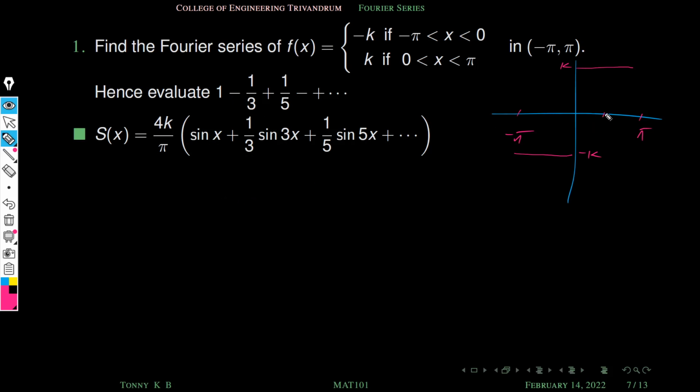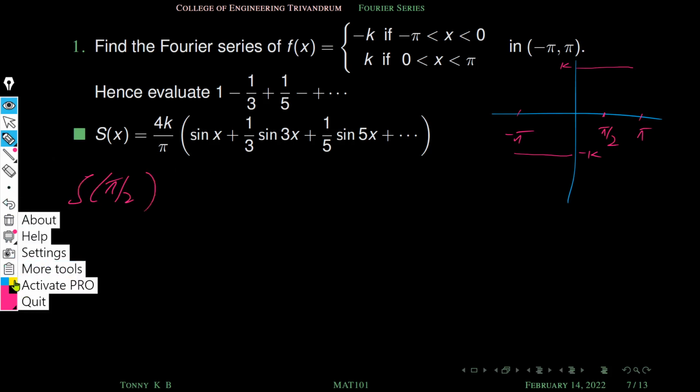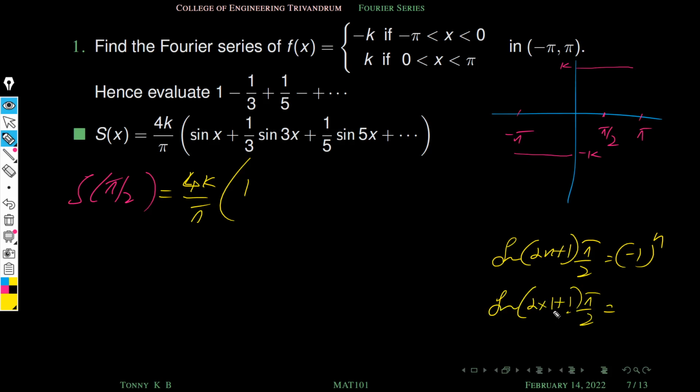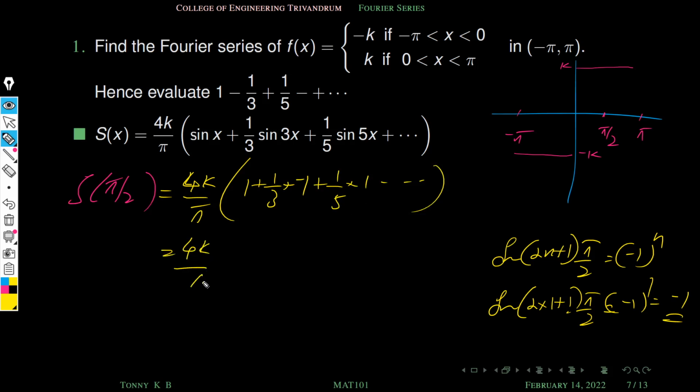So if you substitute x equal to pi by 2, then what happens? The right hand side becomes s of pi by 2. What about s of pi by 2? That is equal to 4k by pi sin pi by 2. What is sin pi by 2? That is 1. We have a result: sin (2n plus 1) pi by 2 equal to minus 1 raised to n. Okay, so what about sin 3 pi by 2? Sin 3 pi by 2 means sin (2 times 1 plus 1) pi by 2. So here n equal to 1. That means minus 1 raised to 1, that is equal to minus 1. Right. So this is 1 plus 1 by 3 into minus 1. Similarly, this is 1 by 5 into 1, etc. So s of pi by 2 is equal to 4k by pi into 1 minus 1 by 3 plus 1 by 5 minus plus etc.